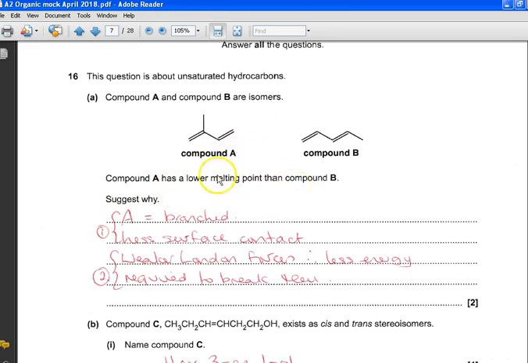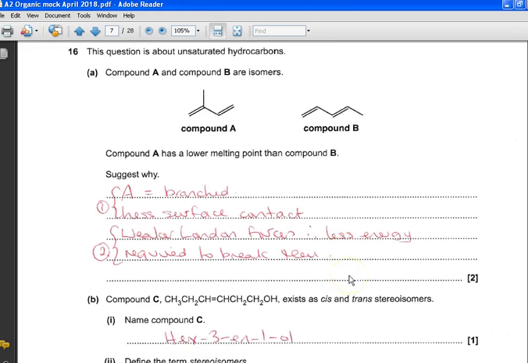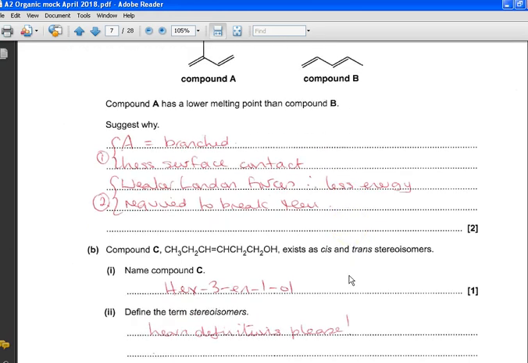Very important that you mention that your 2 marks came from the fact that it's branched and has less surface contact, A. Therefore, there are weaker London forces and less energy is required to break them. You needed that information for your 2 marks, and so some of you didn't get the 2 marks, just got 1 mark for recognising the branching and the surface contact. Remember this surface contact thing, okay, which some of you have, and it's not surface area, it's surface contact.